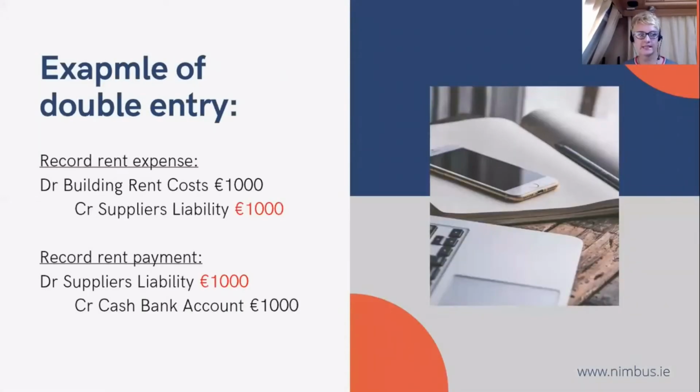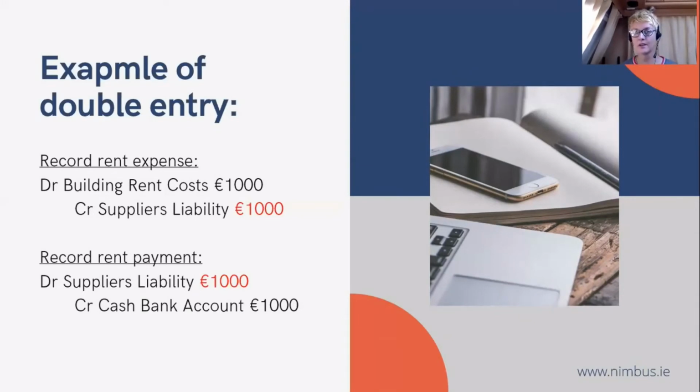So that's one of the examples of a double entry. The first one is when you enter a purchase invoice. For instance, you received a rent invoice from your whatever landlord, right? And you want to book a rent expense. So as I mentioned before, an expense is a cost. So your cost will go to the debit side, to the account building rent costs. For instance, your credit, the other side, will go to supplier's liability, because you owe the money to the supplier, to the landlord.